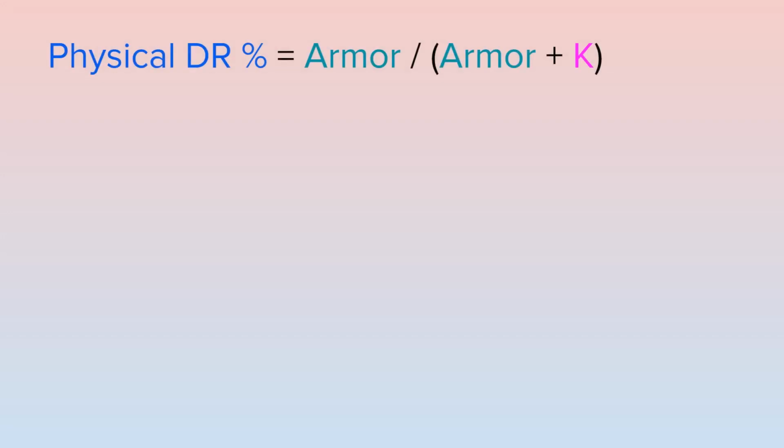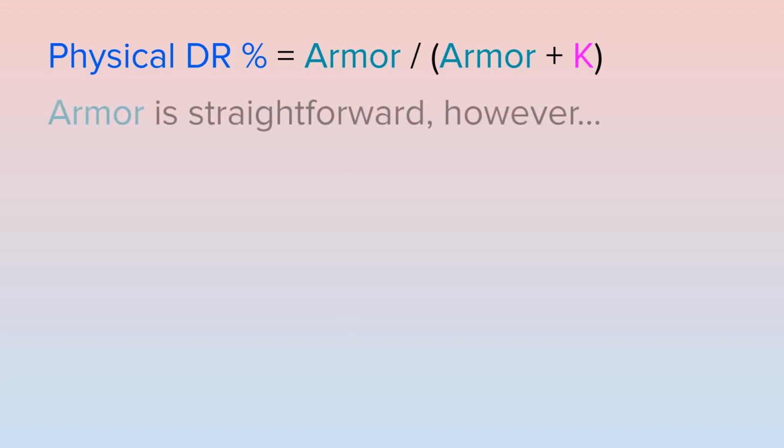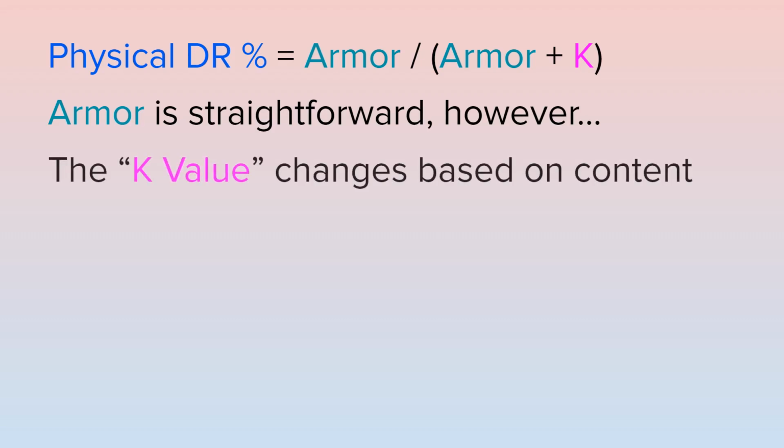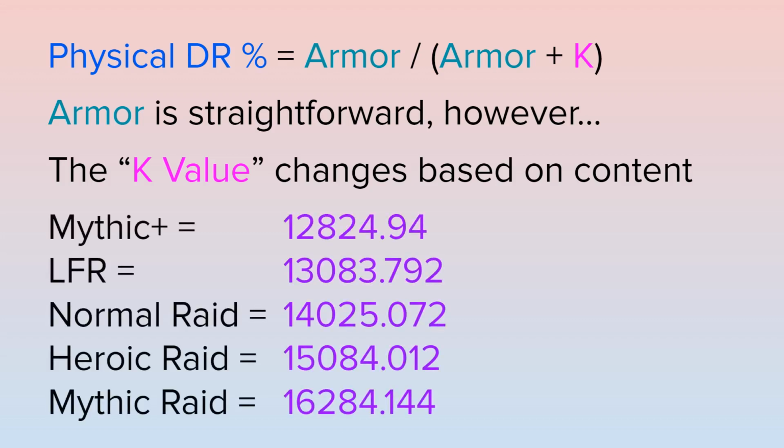Outside of a small number of unique effects, the only thing that armor does for you is reduce the amount of incoming physical damage you are taking by the following formula, with your armor divided by your armor plus a value called K. While your armor value is fairly straightforward, since it's something that is directly on gear, the K value is not. This is mostly because the value of K changes depending on the content you are doing. For example, specifically for patch 10.0, here are the K values for Mythic Plus and all difficulties of Raid.